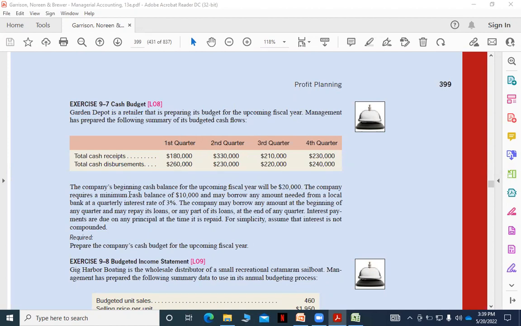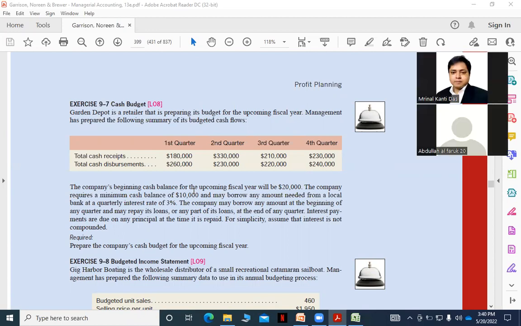And here you see the company requires a minimum cash balance of 10,000. So they already gave you a condition that each quarter you need to keep at least 10,000 taka as a cash balance. So if the balance is less than 10,000, then you need to borrow. And if it is more than 10,000, and you have any previous borrowing, then you can repay that loan.